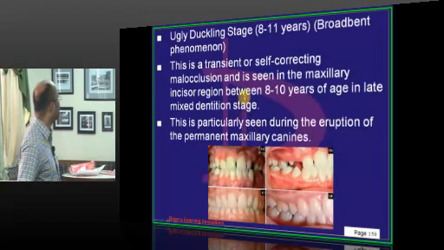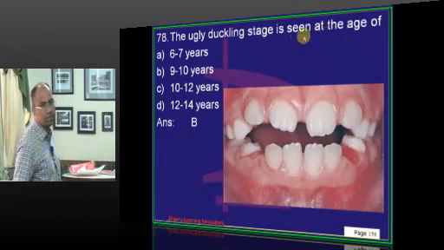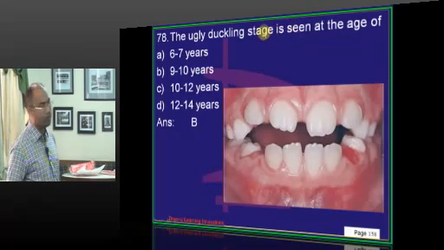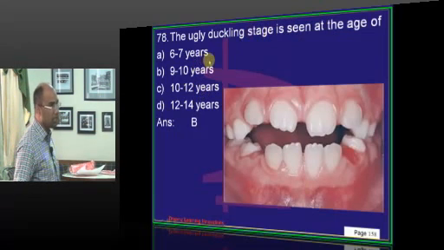The ugly duckling stage is seen at what age? It is 8.5 to 9.5 years. So, the closest matching choice is 9 to 10.